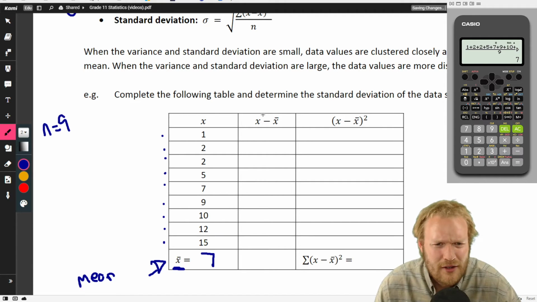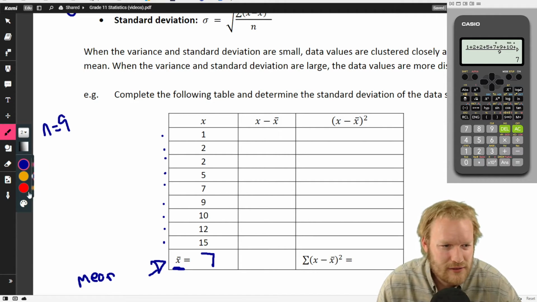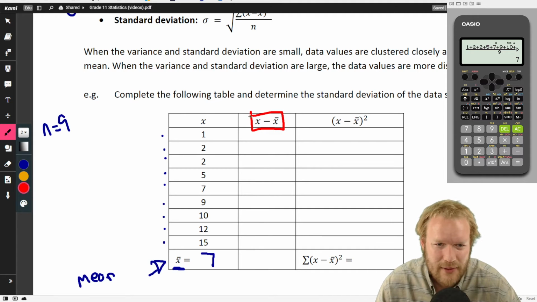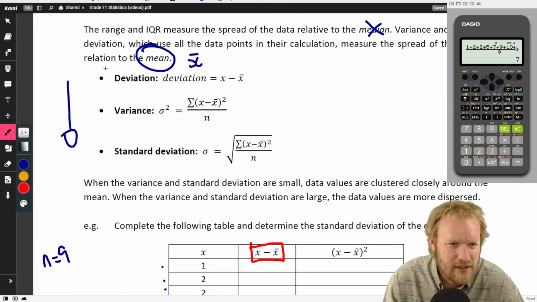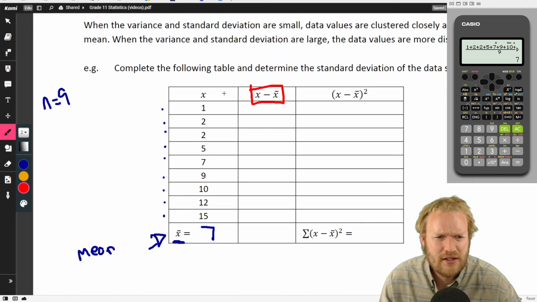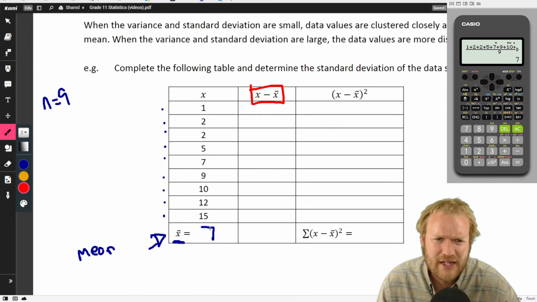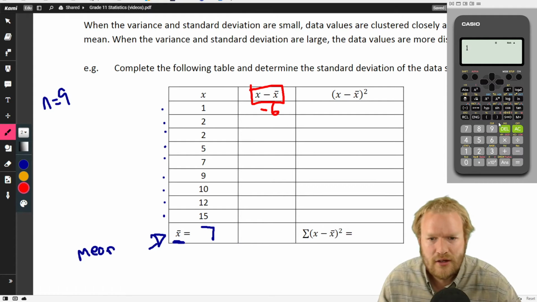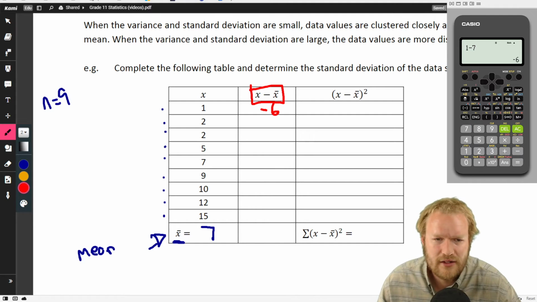Looking good. This next part of the puzzle, x minus x bar. Let's see. We're trying to work out the deviation. So in this case, how far away is 1 from the mean? Well, 1 minus 7 gives us minus 6, right? So we got 1, that's the data point, minus 7, that's the mean, is minus 6.